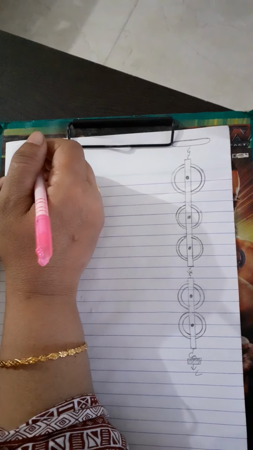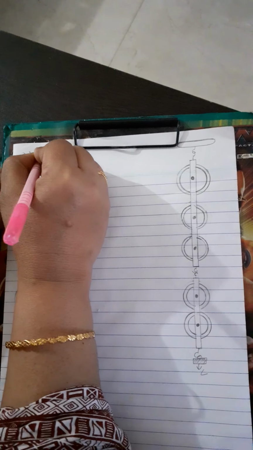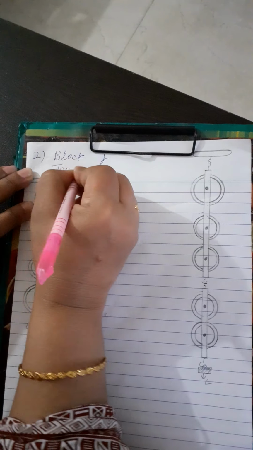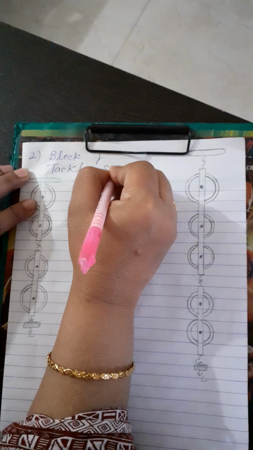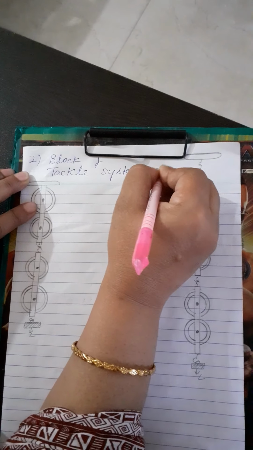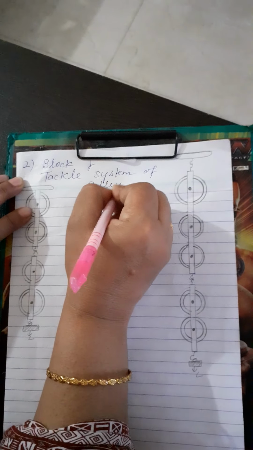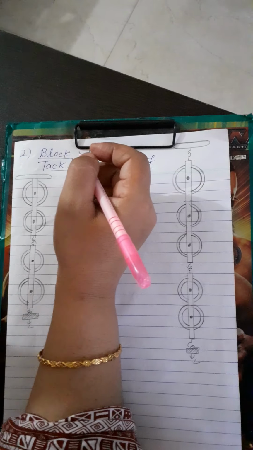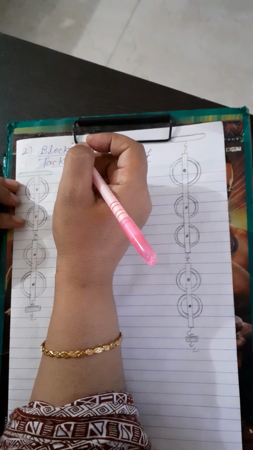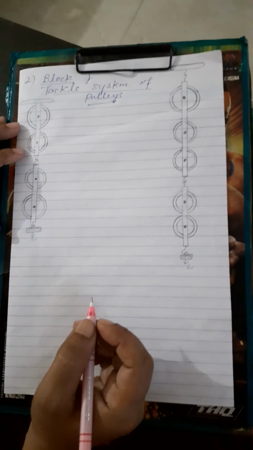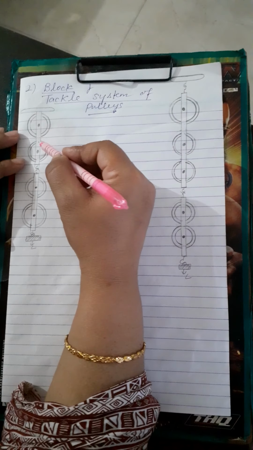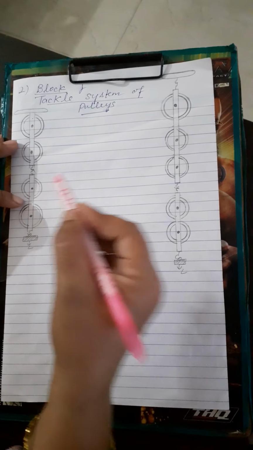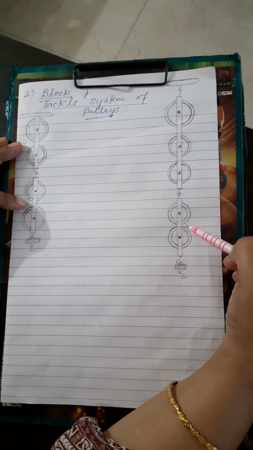Yes beta, the second system is our block and tackle system. For that beta, this system is also adopted when the pulleys have to carry more weight. Mechanical advantage, we have to make more than 2. Then there will be 2 blocks. One will be fixed and the other one will be movable. This is fixed, this is movable.